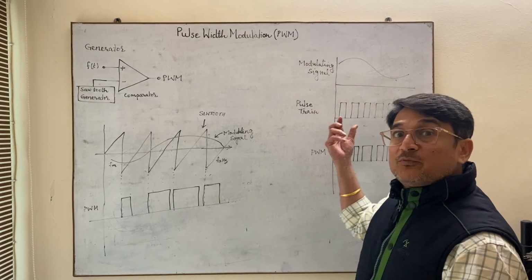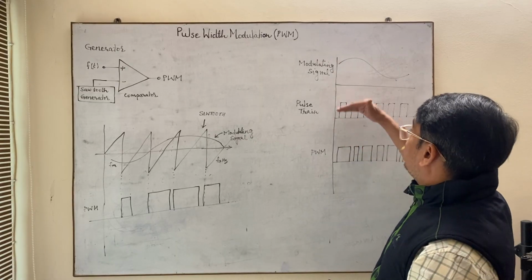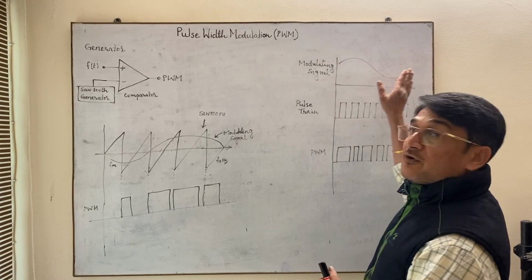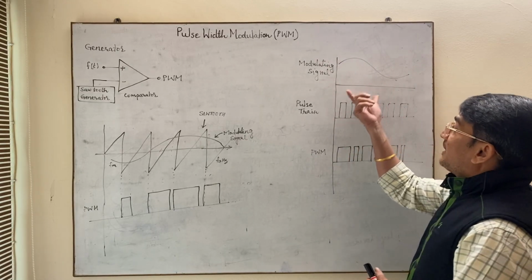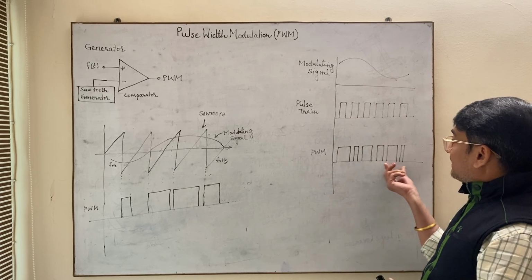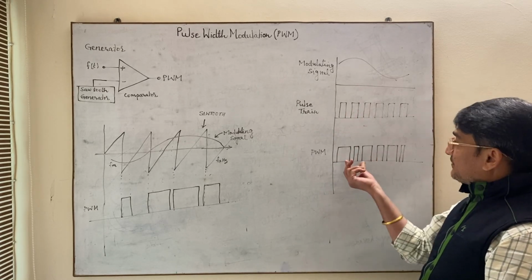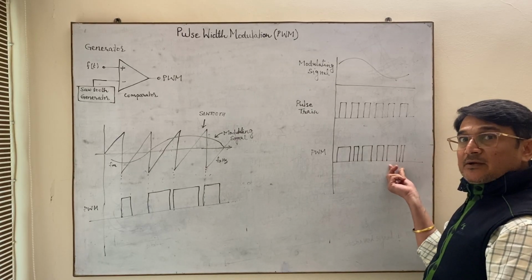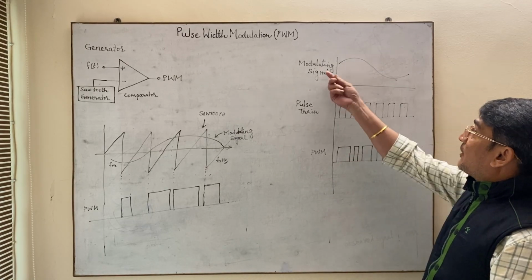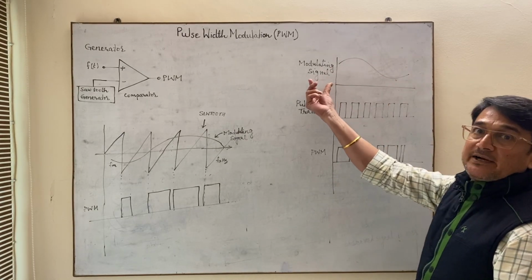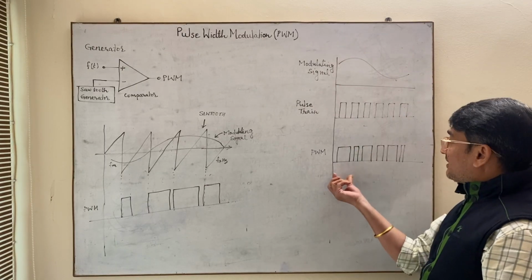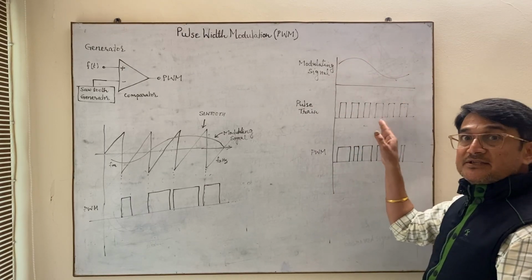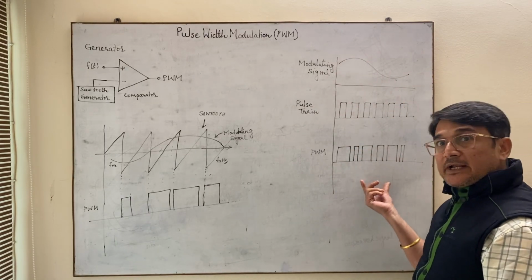In pulse amplitude modulation, we changed the amplitude of this pulse train according to the amplitude of the modulating signal. Now, in this case, we are changing the width of the pulses. As you can see in this diagram, the width of the pulse is different in every pulse. It is according to the amplitude of the modulating signal. If the amplitude is increasing, width will also increase. If the amplitude is decreasing, width will also decrease.